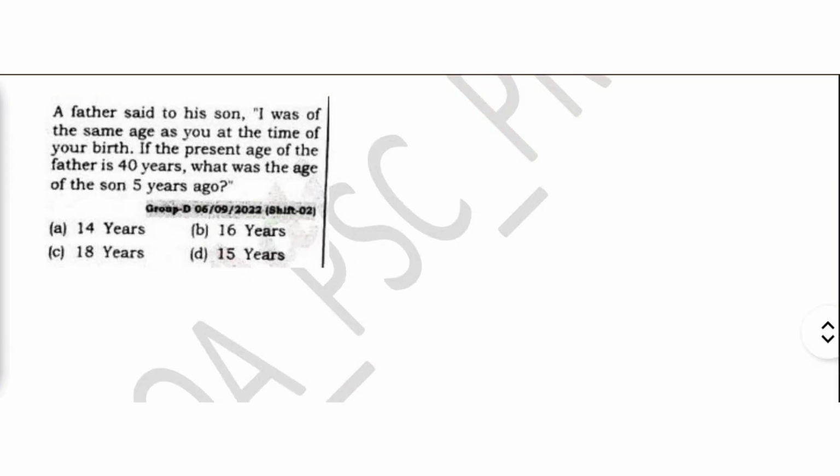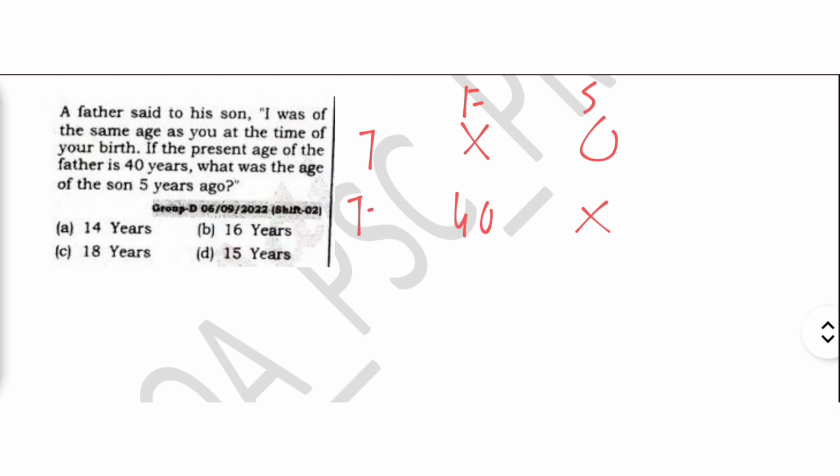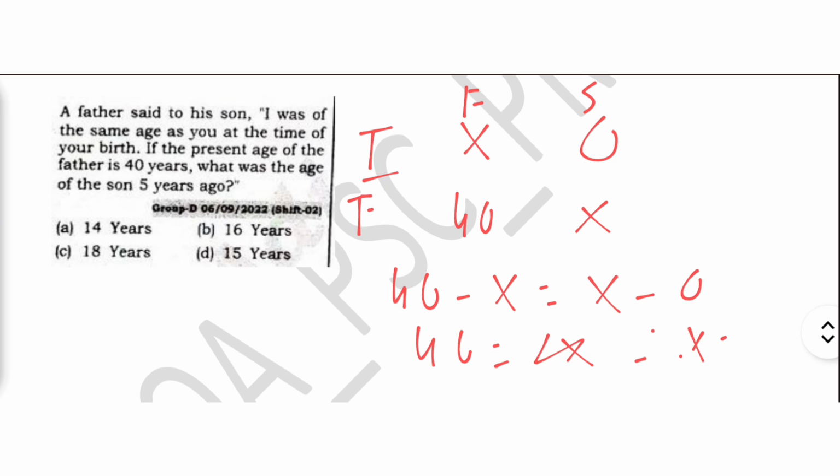So that means we don't know the age of the father. Let us consider this age X. When father was X years, he was 0 years old. Okay, this is father and this is son. When father was X years, the son was 0 years old because that time only he was born. Now when father is 40, the son is something X, we don't know. How do we find this? This is your initial, this is your final age. So we can do final minus initial, that is 40 minus X is nothing but X minus 0. 40 is nothing but 2X, therefore X is nothing but 20.